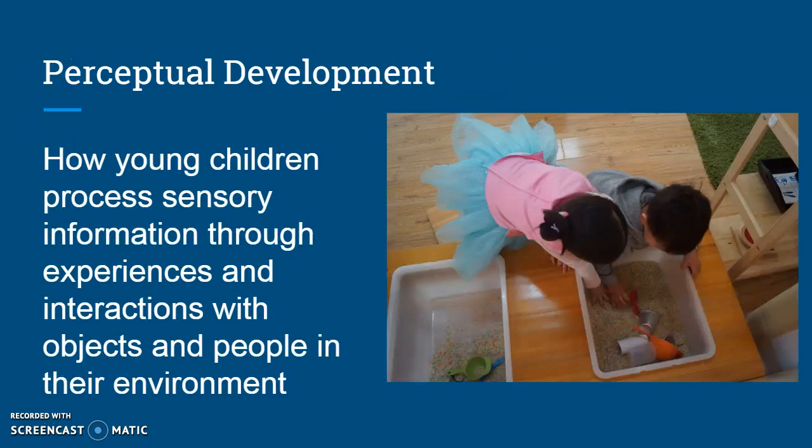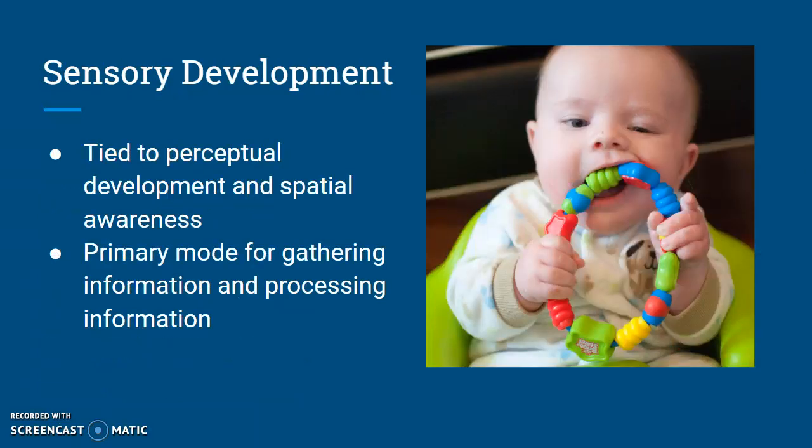So perceptual development is actually how young children process sensory information through experiences and interactions with objects and people in their environment. We know that there are some senses that are developed at birth that include taste, hearing, and smell, and we also know that infants have the ability to process more than one sensory input at a time. Sometimes perceptual development can also be called sensory motor integration. And understanding this is extremely important because sensory development is tied to perceptual development and spatial awareness. And really, this is how we learn. It's our primary mode for gathering information and processing information.